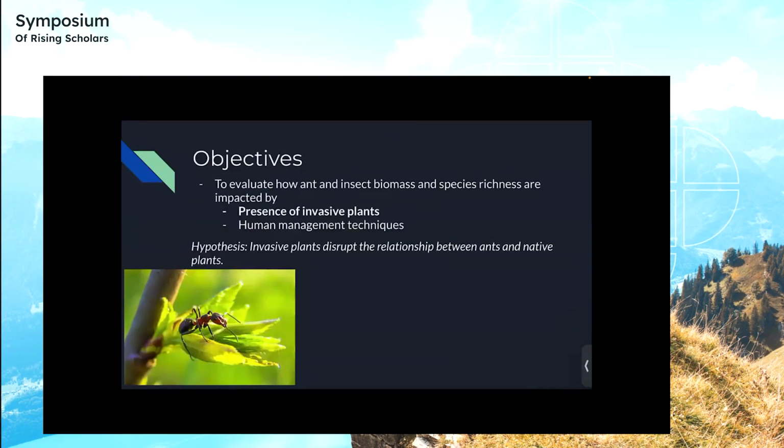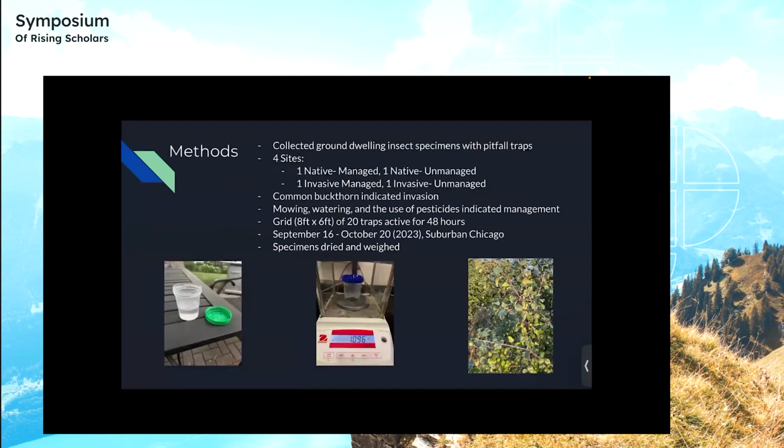My main objective was to evaluate the influence of the introduction of invasive plants and human management practices on the biodiversity and biomass of ants. While there have been many studies on the influence of invasive ants on native plants, I could not find any studies that focused on the influence of invasive plants on ants. I hypothesized that the invasive plants disrupt the relationship between ants and native plants. So in order to prove that, we did an experiment.